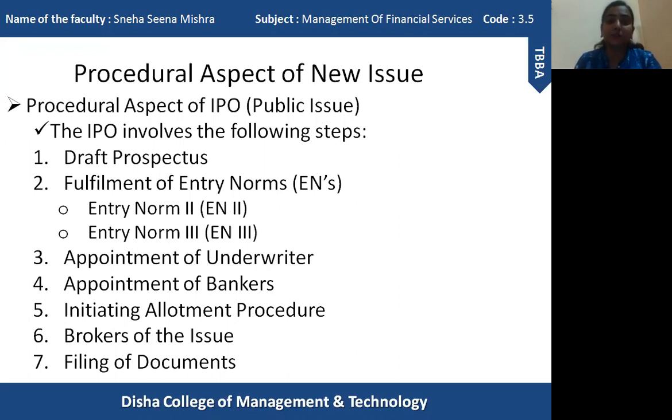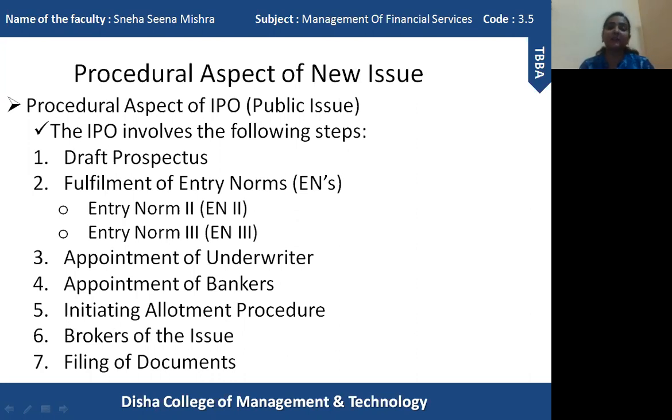Okay, so entry norm 2 says that if the issue is through the book building route, at least 50% of the issue should be allotted to qualified institutional buyers. Book building simply means that the company needs to have an underwriter who will determine the price of the issue, the price of the initial public offering.